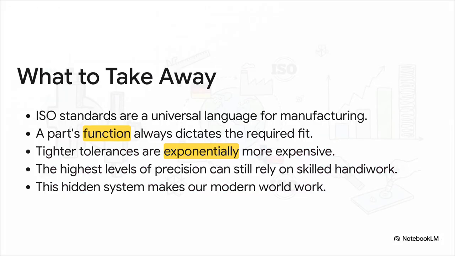So what are the big things to take away here? Well, first, ISO standards are the invisible language that lets our global economy actually work. Second, the job of the part always determines the fit. Does it need to move, just sit there, or stay put forever? Third, and this is a big one, remember that chasing unnecessary precision gets crazy expensive, fast. And finally, even in our super high-tech world, the absolute pinnacle of accuracy can still depend on the skill of a human hand. This whole system, hiding right there in plain sight, is truly the foundation of our modern world.